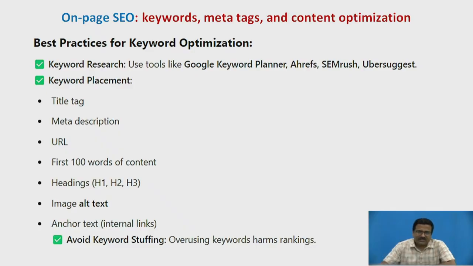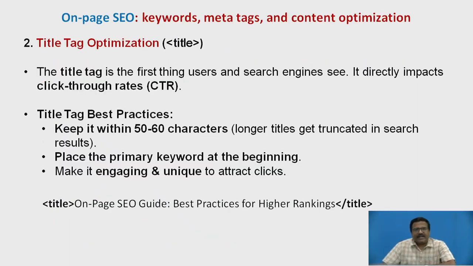And there are different locations where you can place them. For example, title tag, meta description, URL, first 100 words of the content, headings of your web page, image alt text, alternative text, and the anchor text. These are the places where you have to use these keywords whenever you are designing your website or web page. We have to avoid keyword stuffing, that is, overusing keywords harms ranking. So you don't have to use a specific keyword quite often. You have to use keywords very smartly, and in the tutorial session we will understand one case study for this.